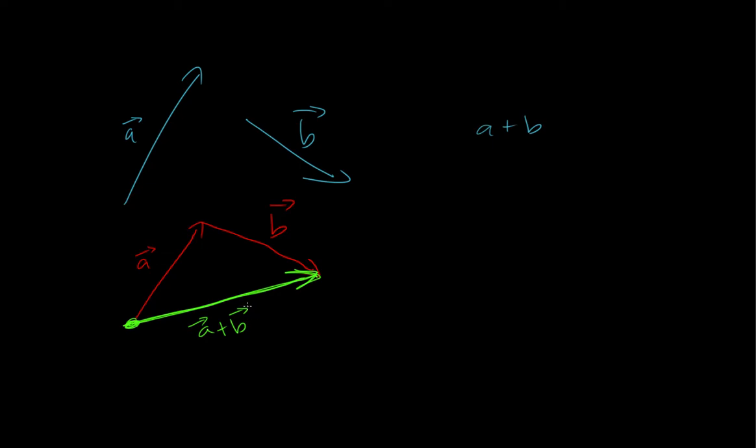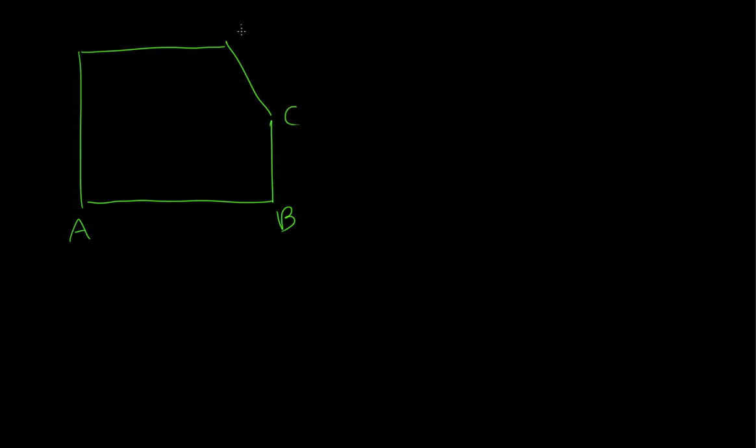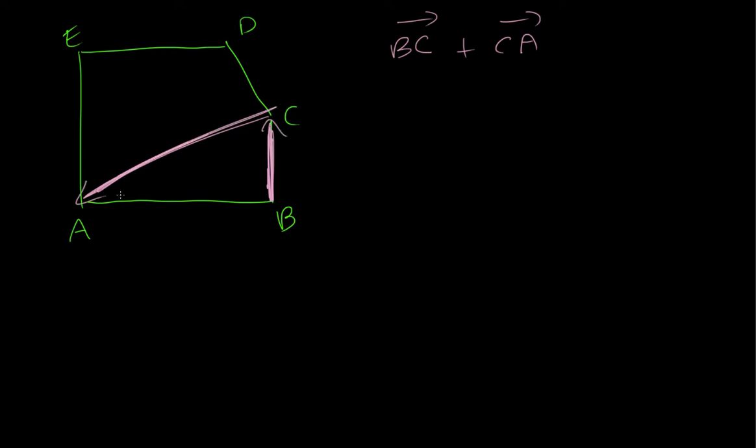Alright, now the next one, we have a diagram with points A, B, C, D, E, and they want us to find BC plus CA. So we go BC and then CA, and the result is going to be B to A. So we would get BA.